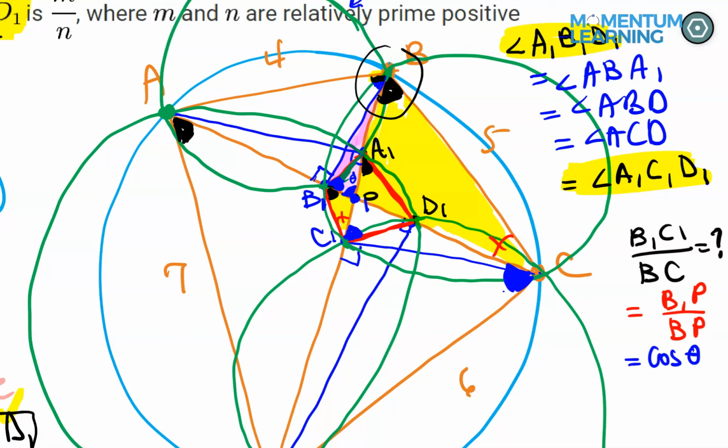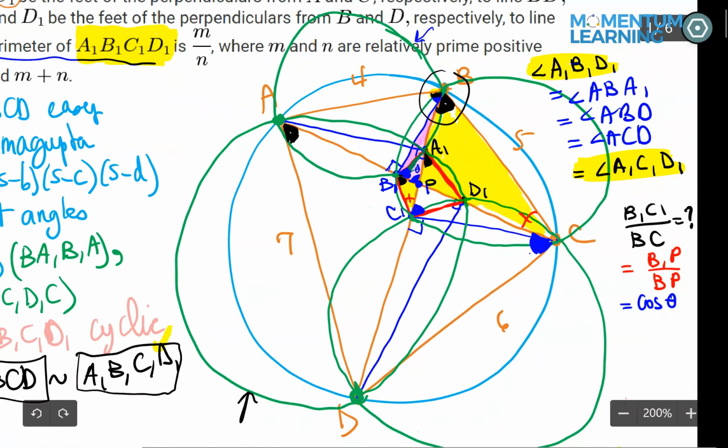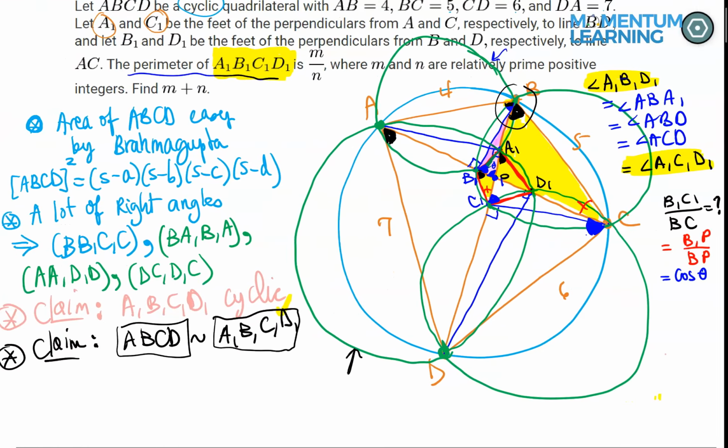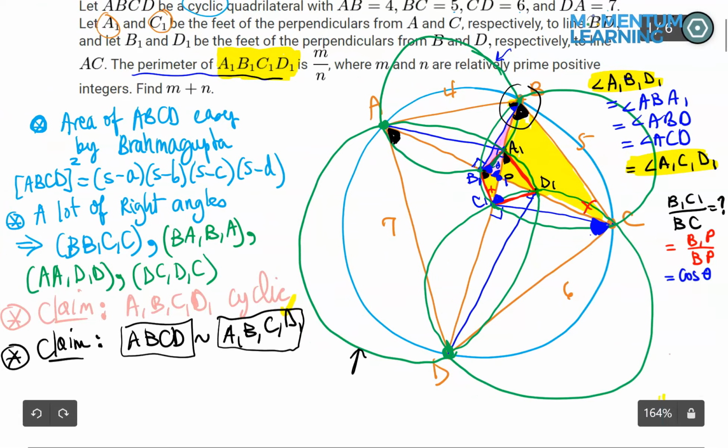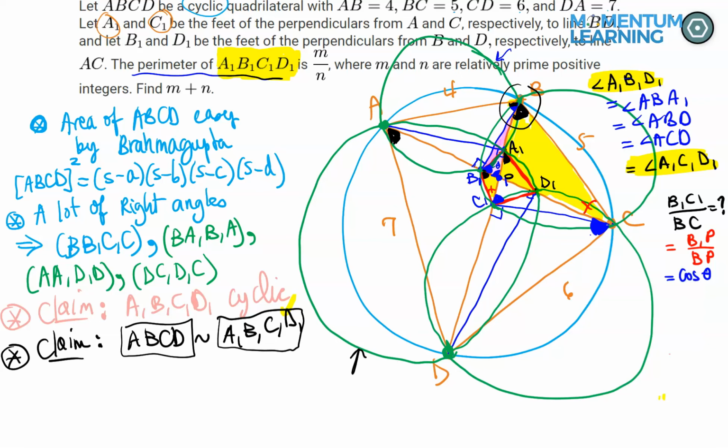So therefore, we establish that the ratio of similarity between the quadrilateral ABCD and that little quadrilateral A1B1C1D1 is nothing but the cosine of the angle between the two diagonals. Now the problem boils down to calculating that angle. How can we calculate that?